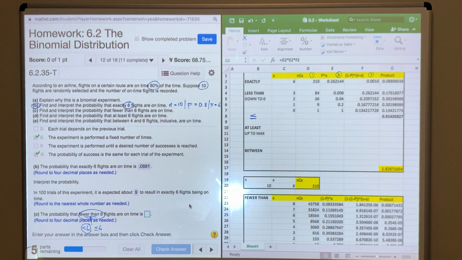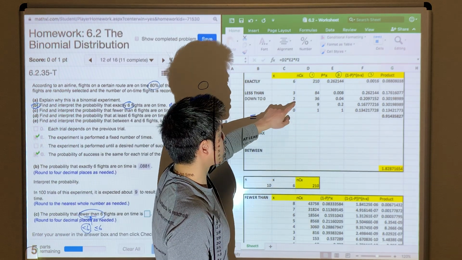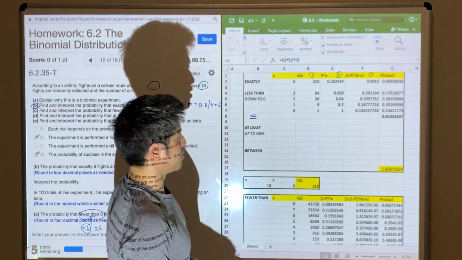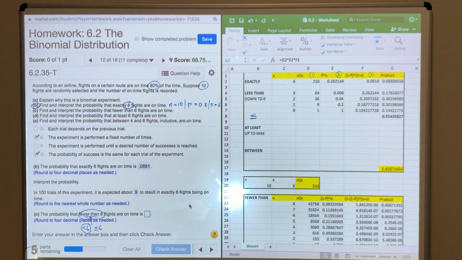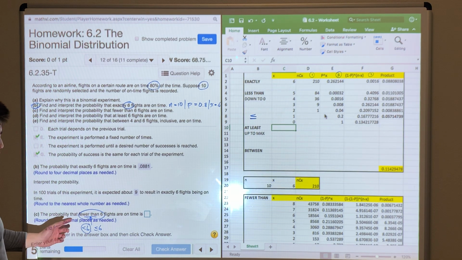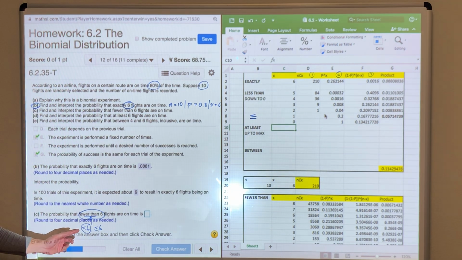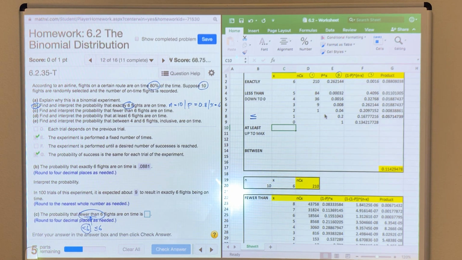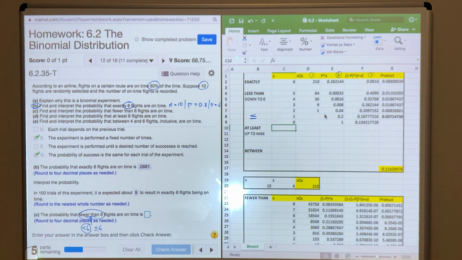So I would not start off by doing 6 here. I would go 5, 4, 3, 2, 1, and 0, sorry. So it's really important that you recognize that. Be very careful. Less than or equal to includes the value. But when they say fewer than, it's just less than. That means you don't include that value. Okay, so here we go.